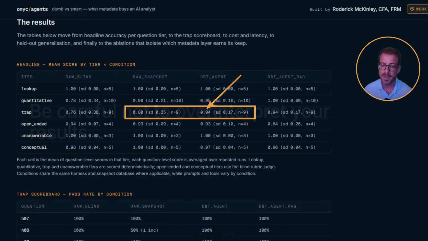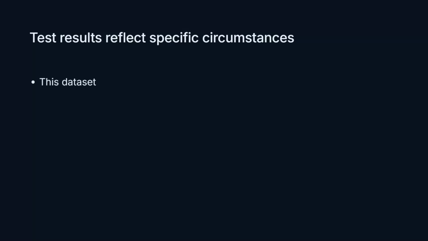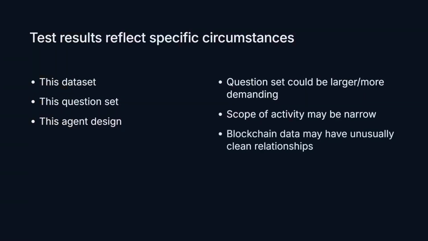That's interesting, but I want to be careful about overinterpreting it. These results are local to this specific dataset, this specific question set, and this specific agent design. They may reflect a number of contingent facts. The question set may not be large or demanding enough. The data set here is relatively small. The underlying activity we're dealing with is narrow in scope, and blockchain data has some unusual features, given that it is generated by a bunch of programs designed to keep and maintain a ledger. That may make some of the relationships cleaner than they would be in messier operational businesses.